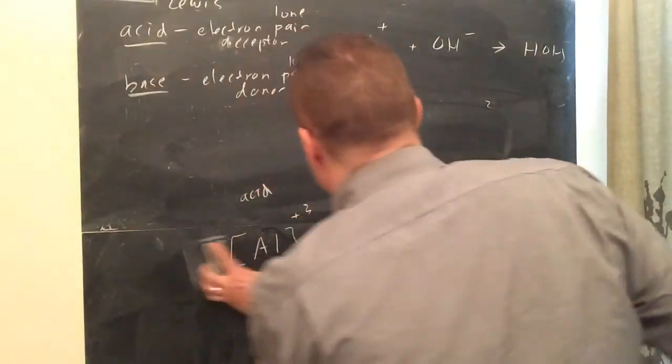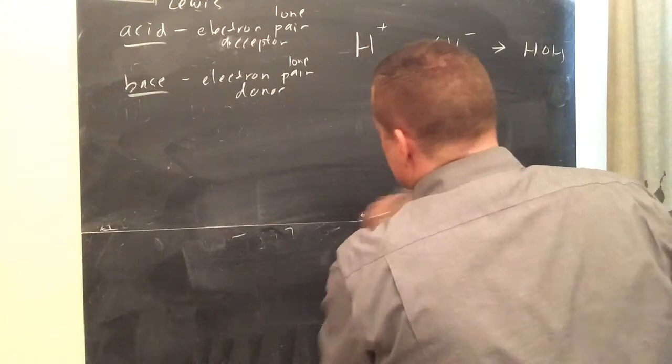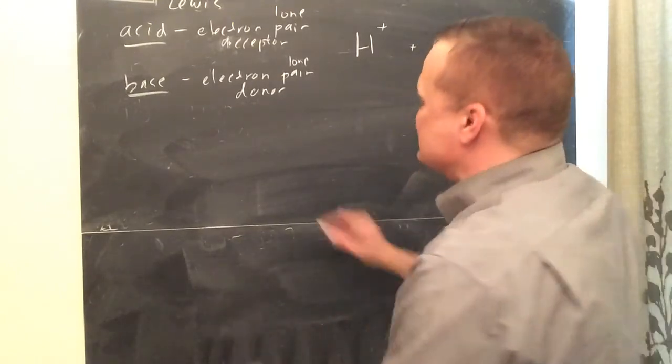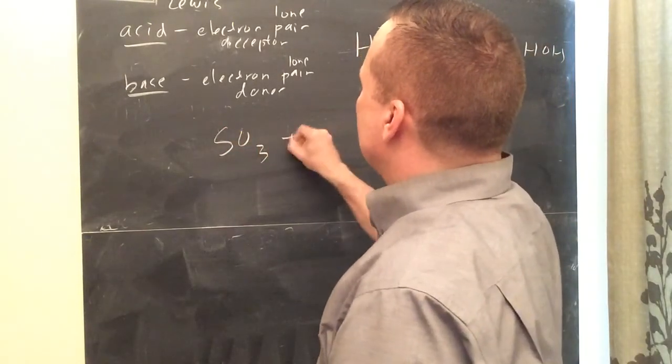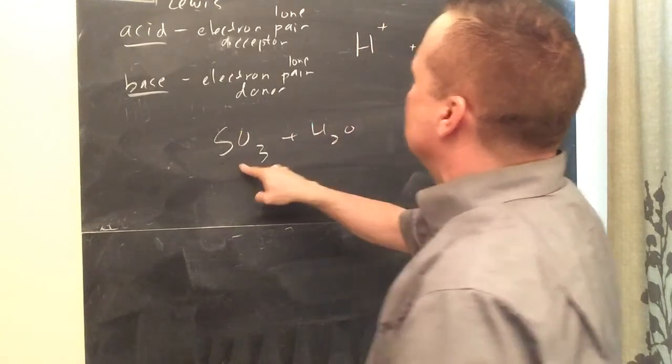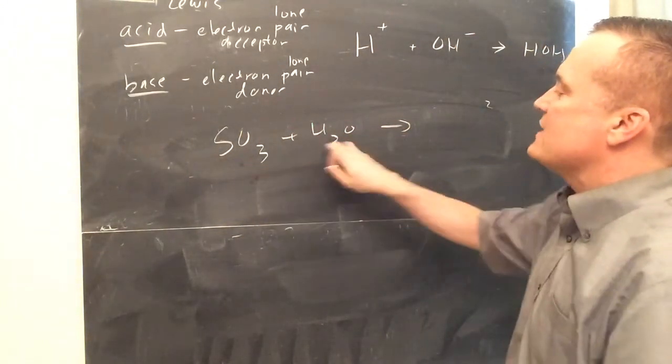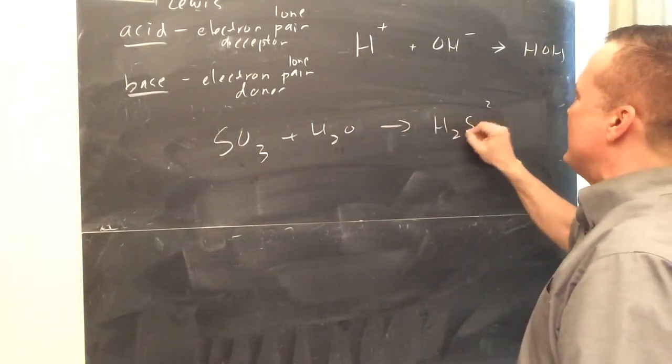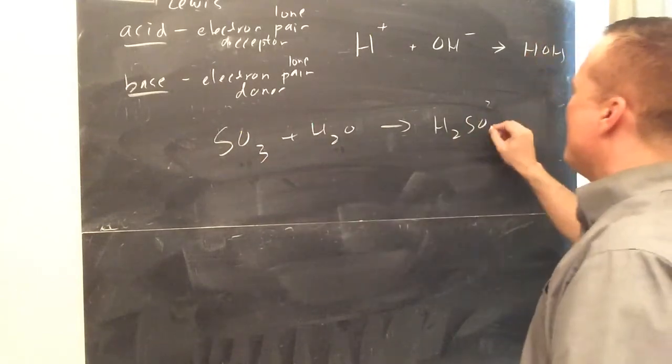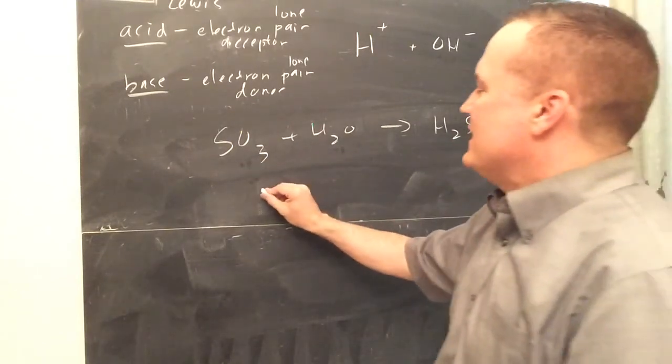SO3 and H2O. This is good as an equation prediction. You've seen SO3 plus H2O. You might remember, oh yeah, NOAA. Non-metal oxide plus water gives you H2SO4. You just add them together.